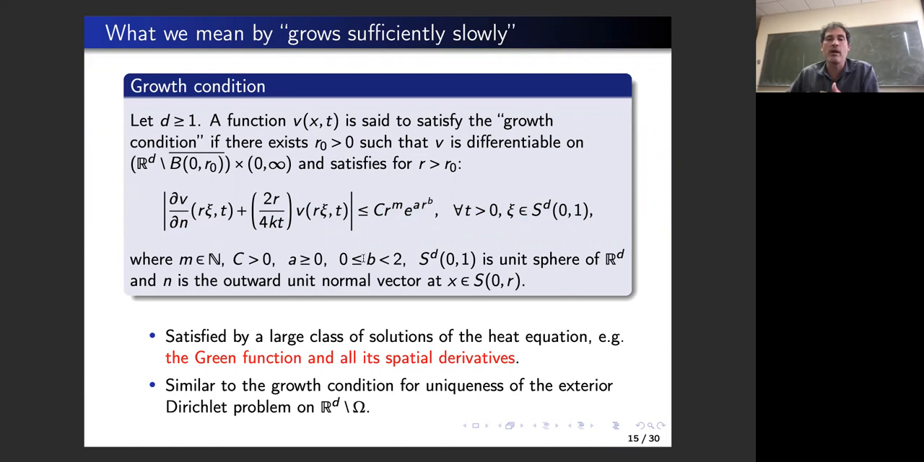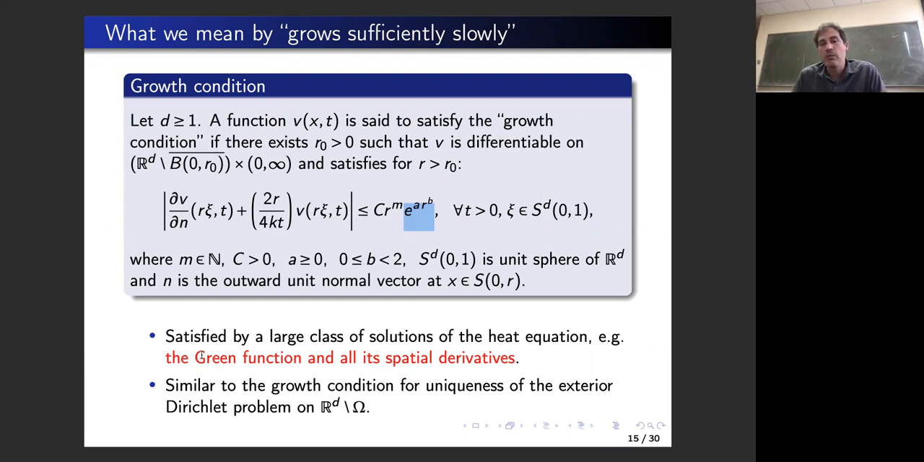So we were not able to go up to b is equal to 2. If you had b is equal to 2, then this exponential of a r squared will be the reciprocal of a Gaussian. I should have said reciprocal of a Gaussian, right? Because Gaussians decay to 0. This is the reciprocal of a Gaussian, or almost like the reciprocal of a Gaussian. So this condition, although it looks very technical, is satisfied by many solutions of the heat equation, including Green's functions and all their spatial derivatives, simply because these do not blow up at infinity.